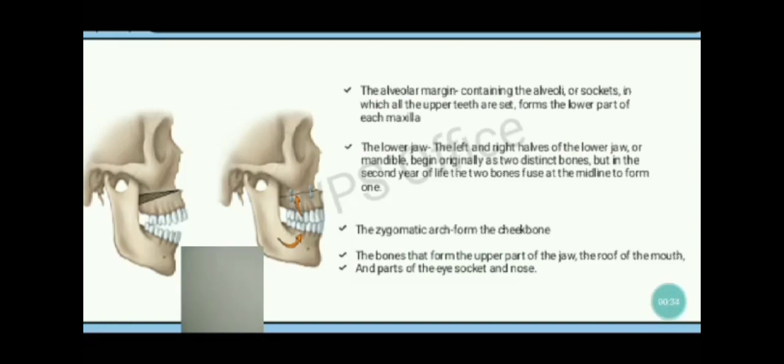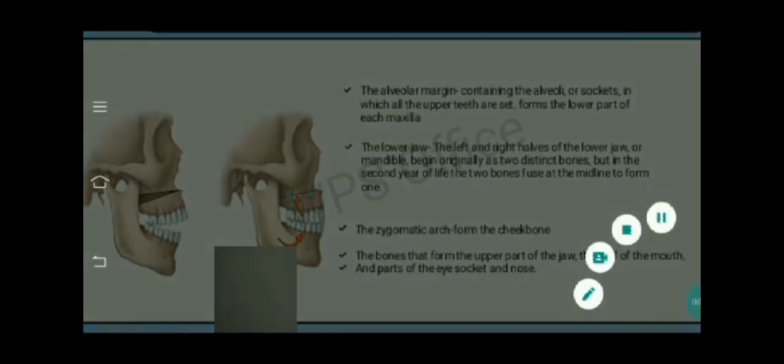So in the human fetus and the infant, both the upper and the lower jaws have two halves. These two halves fuse together at the midline in a few months after birth.